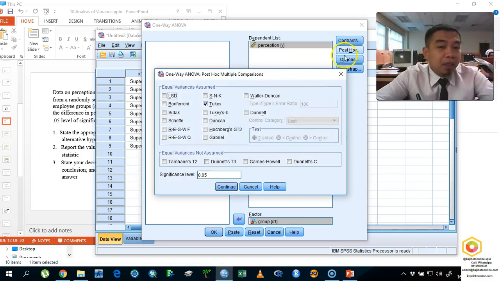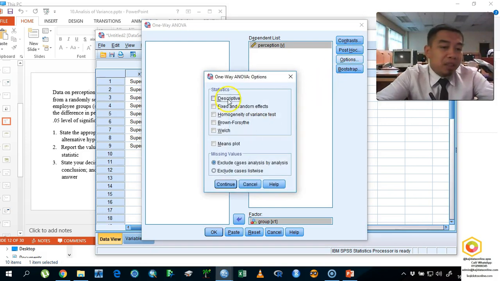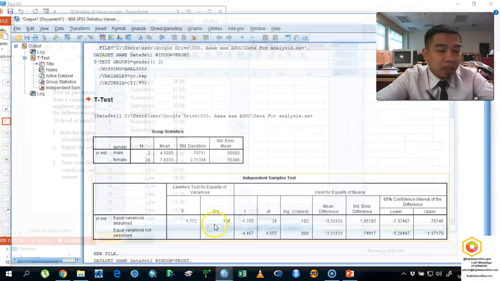I'll repeat. Go to Post Hoc, please tick the Tukey and then click Continue, and then go to Options, please tick Descriptive, Homogeneity of variance and Means plot. Brown-Forsythe and Welch are other forms of statistical analysis. When you go to school, you can ask your lecturer, okay? And then click the Continue button and then click OK.